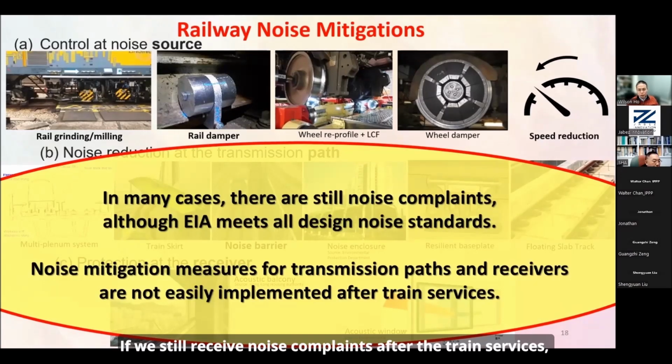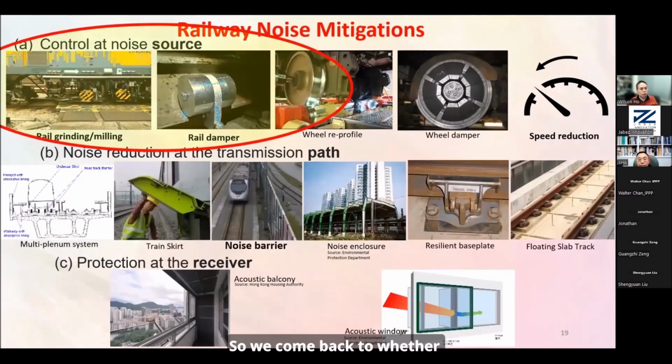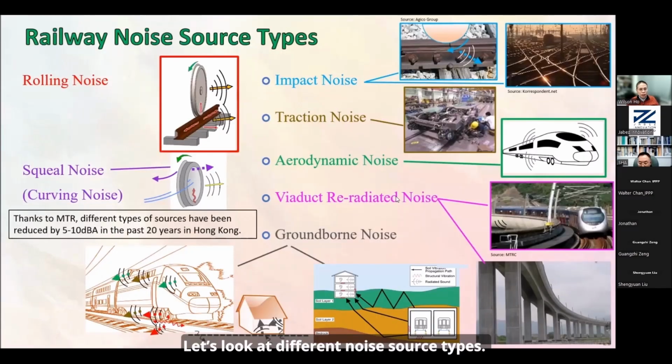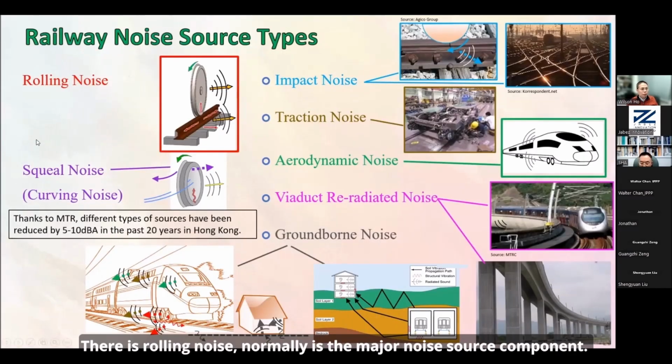If we still receive noise complaints after the train service, we need to consider the retrofit mitigations. So then we come back to whether we can control the noise source. The question is, what sources are available for retrofit mitigations? So then we look at the different railway noise source types. There is rolling noise, normally the major noise source component.